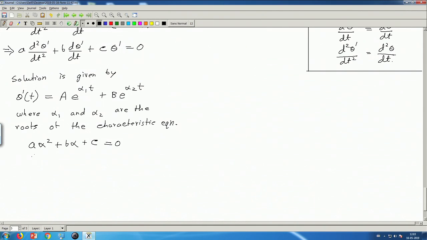Okay. So, now what will be these values of alpha 1 and alpha 2? This is a quadratic equation. So, you know the two values are minus b plus minus root over b square minus 4ac divided by 2a. This is simple. Now, if b square is less than 4ac, then alpha 1 and alpha 2 will be complex, and they are complex conjugate of each other.